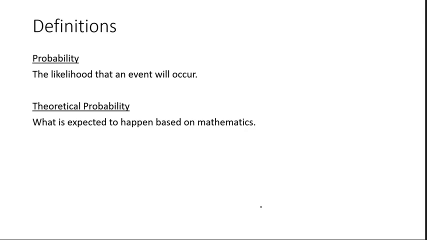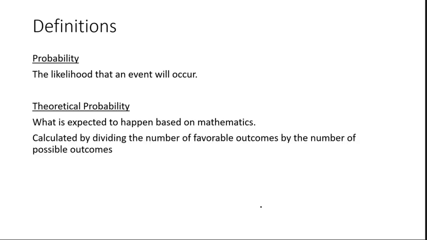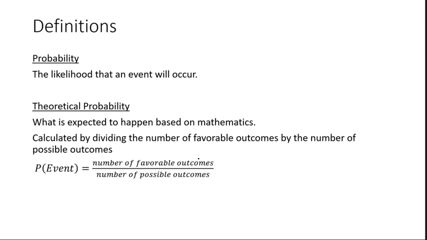And theoretical probability we can calculate by dividing the number of favorable outcomes by the number of possible outcomes. And when we say favorable, that means things we want to happen. All right, we'll look at some examples of that here in a moment. So mathematically, we can say the probability of an event is found by taking the number of favorable outcomes divided by the number of possible outcomes.